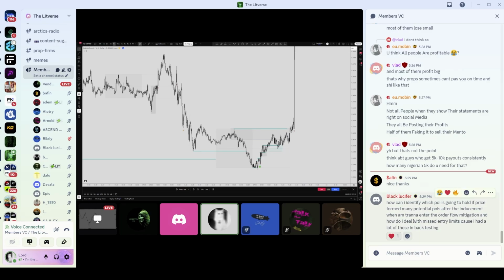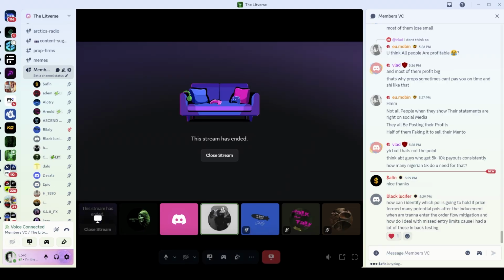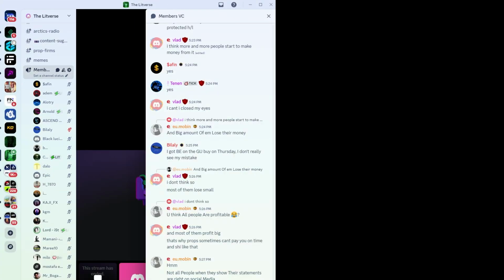Okay, so how can you identify which POI is going to hold? Understand one thing, you're not trading POIs, right? You're trading liquidity, and POIs comes later, right?